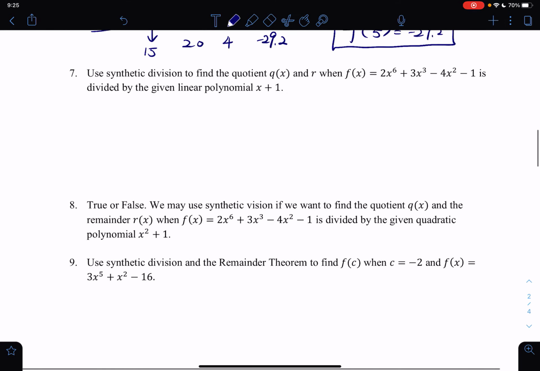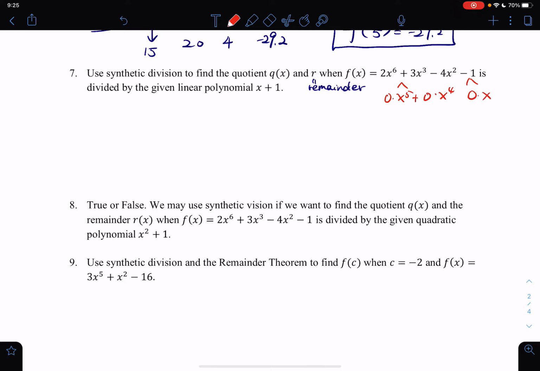The next problem I'm asking you for the quotient and the remainder. We keep using r to represent the remainder. So what we are going to do in this division, you want to make sure you fill in all the missing terms. So there's x to the 5th, there's x to the 4th, there's x missing. So your leading coefficients were 2, 0, 0, 3, negative 4, 0, and 1. You are going to divide it by x plus 1.